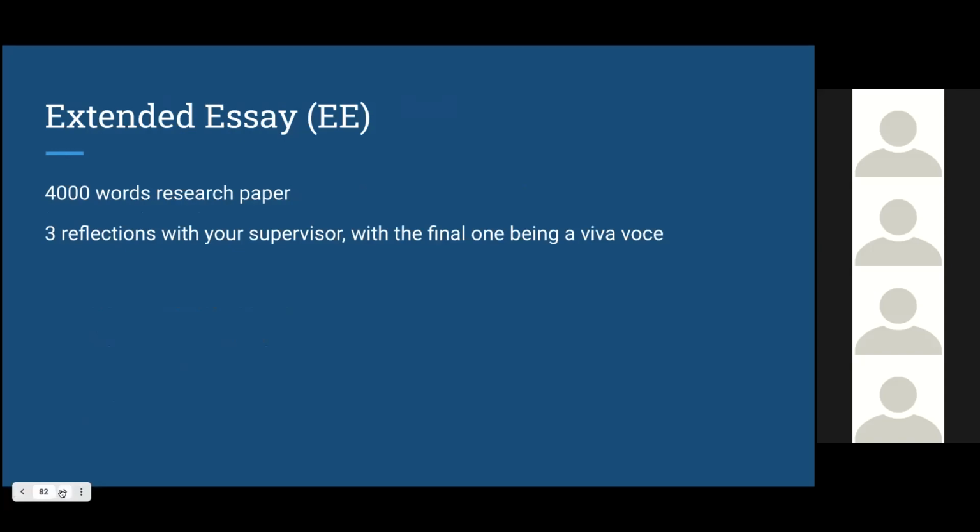Okay, and then this one is also one of the three cores in IB, which is the extended essay, EE. It is a 4,000-word research paper, and at the end of it, you have to write 3 reflections with your supervisor. You only have 3 times to meet up with your supervisor and consult, with the final one being a viva voce.